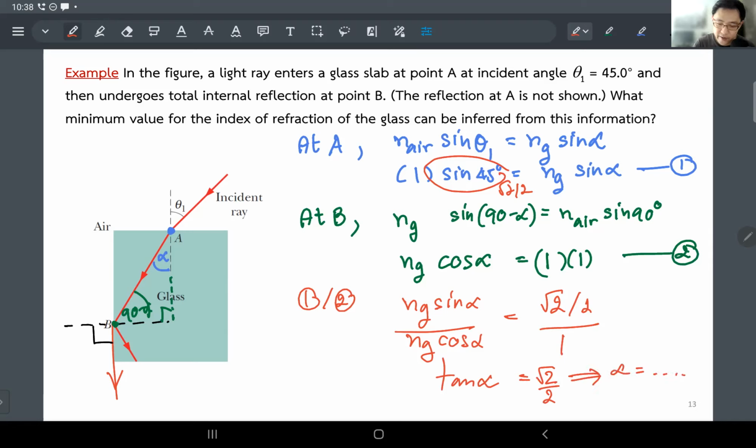And once you get the alpha, all you have to do is plug the alpha into one of these two equations to figure out what the n glass should be. And that's it. You are done. Not bad, yeah?